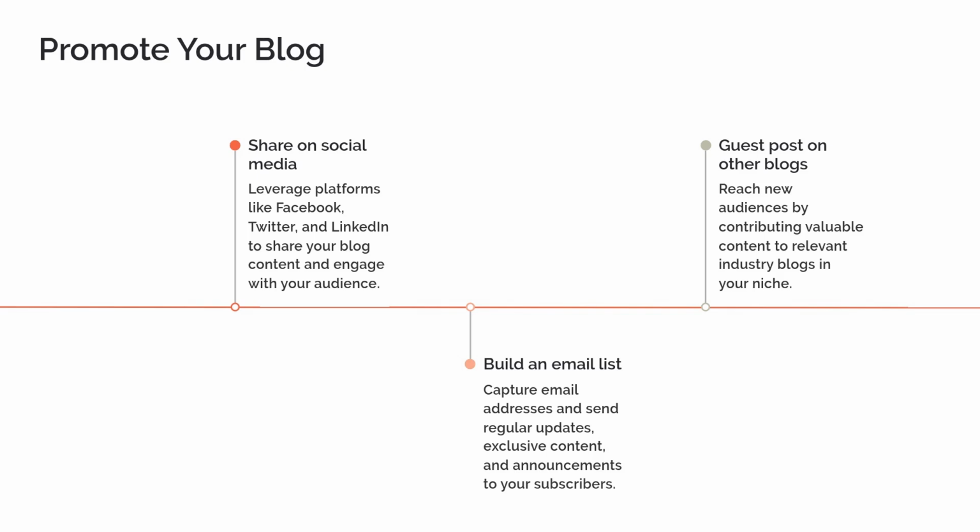Share on social media. Share your blog posts across all your social media platforms. Create eye-catching graphics for Pinterest. Write engaging captions for Instagram, and share snippets on Facebook and Twitter. Build an email list. Start collecting email addresses from your readers by offering a freebie, like an ebook or checklist, in exchange for their email. Use tools like MailChimp or ConvertKit to manage your email list and send regular updates with your latest blog posts.